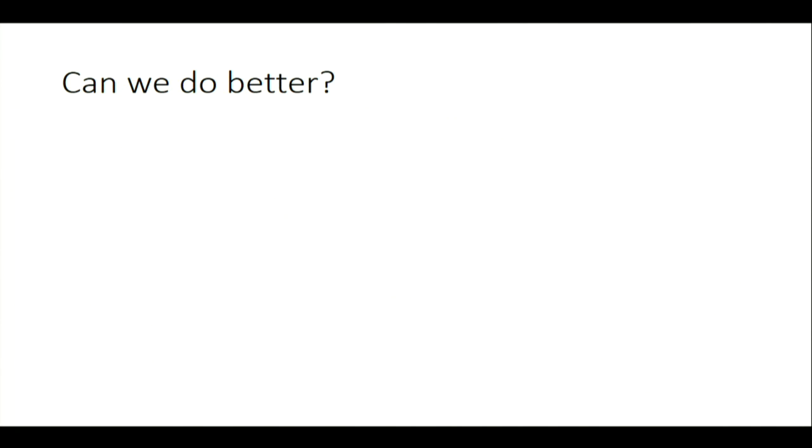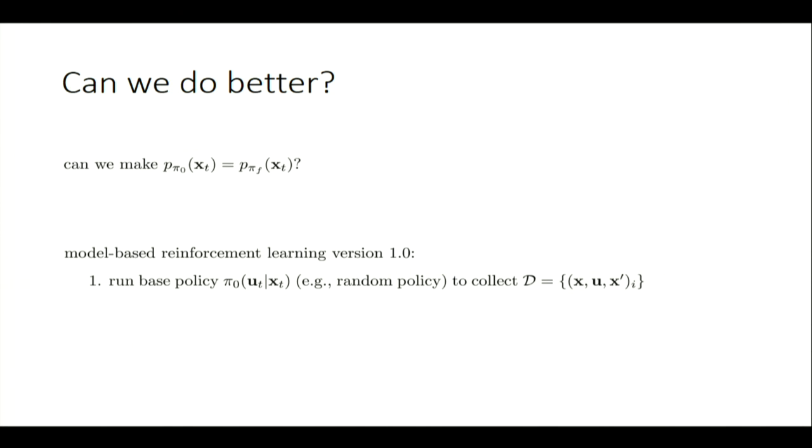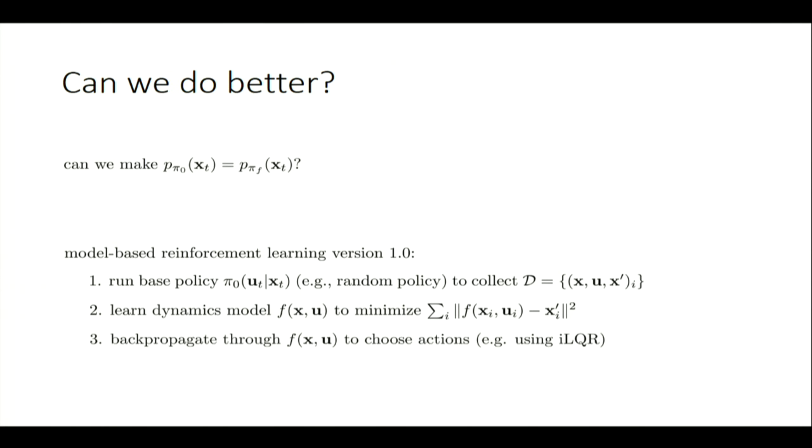All right, so can we do better? There was an earlier comment about the connection to Dagger. In fact, it's pretty much exactly what we're going to do. Just like with Dagger, we had this question: can we make two state distributions be equal? So that's going to lead us to model-based reinforcement learning version 1.0, where we're going to run the base policy to collect our initial data set. We're going to learn the dynamics. We're going to backpropagate through the dynamics to get our actions. Then we're going to execute those actions.